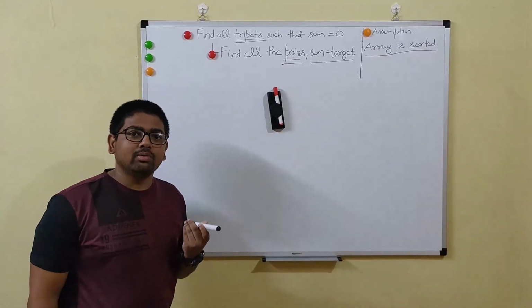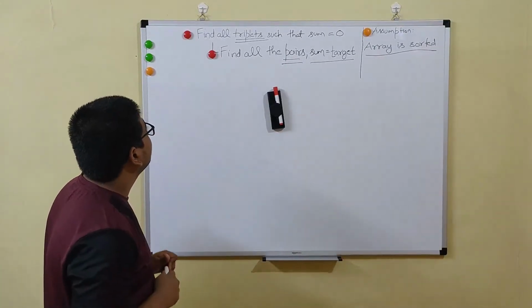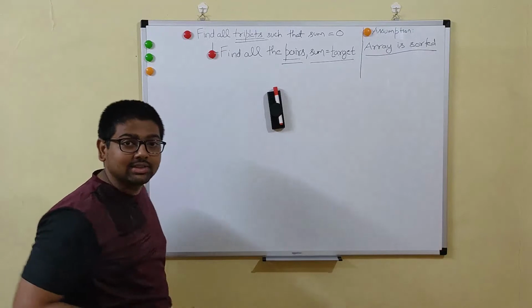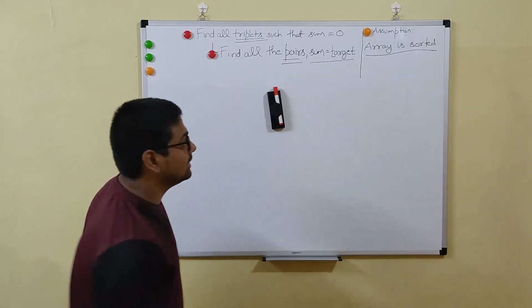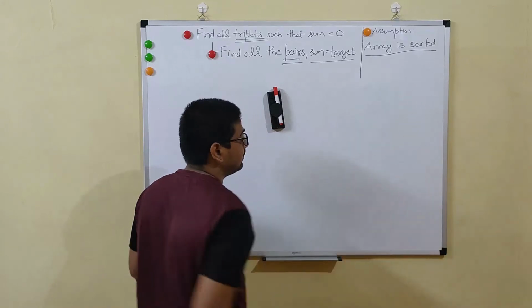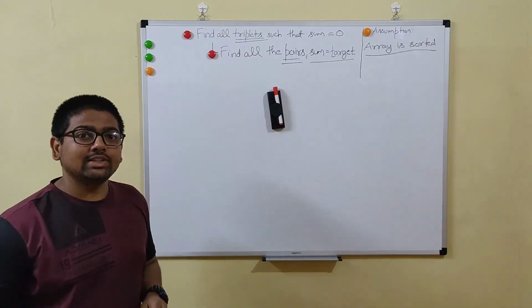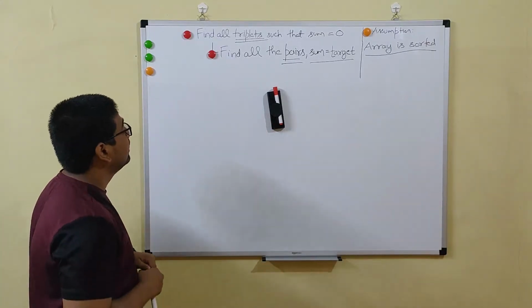We are going to solve a coding problem in this video. So we basically have to find all the triplets in the given array such that the sum of the triplets is equal to 0. And the assumption here is that the array is sorted. So before solving this problem, let's try to solve a subproblem here.